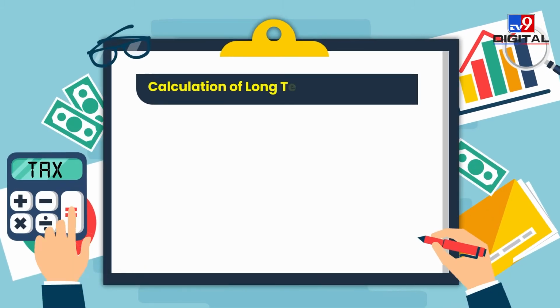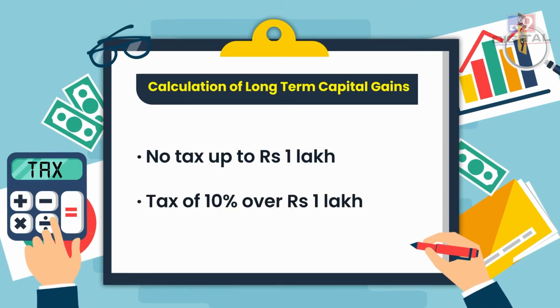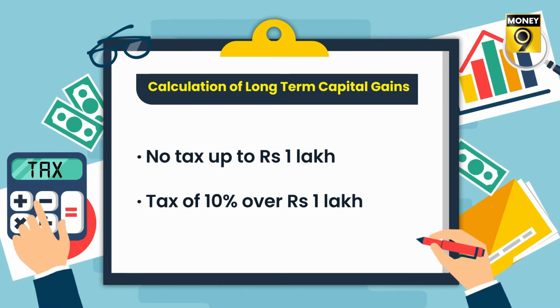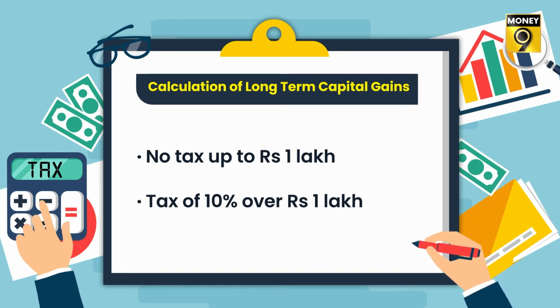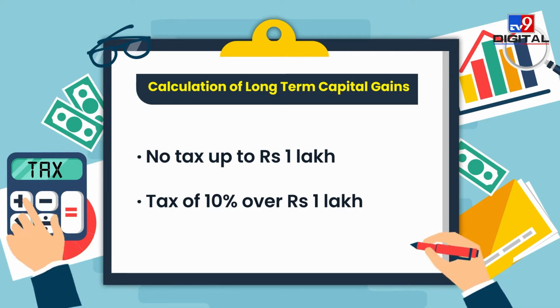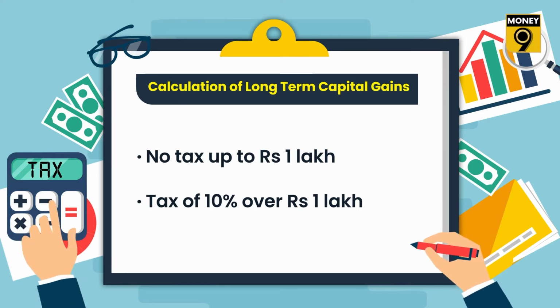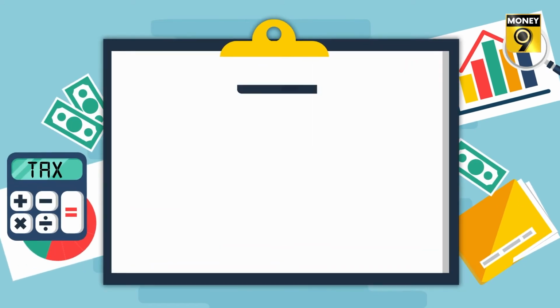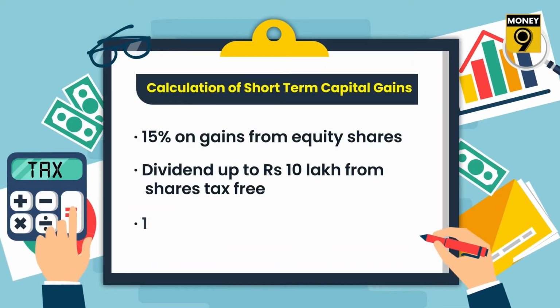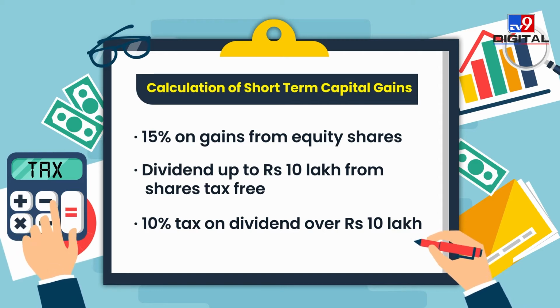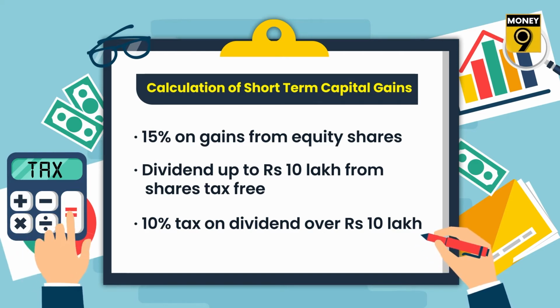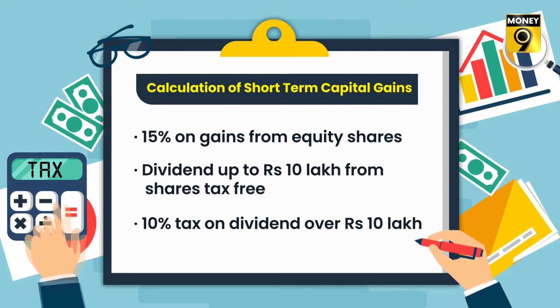So how are the two taxed? LTCG up to 1 lakh rupees in a particular financial year is exempt from tax. LTCG over and above 1 lakh rupees is taxed at 10% without the benefit of indexation. But STCG on equity shares is taxed at 15%. However, dividend income from equity up to 10 lakh rupees in a year is tax-free. Above 10 lakh rupees, this income is taxed at a marginal rate of 10%.